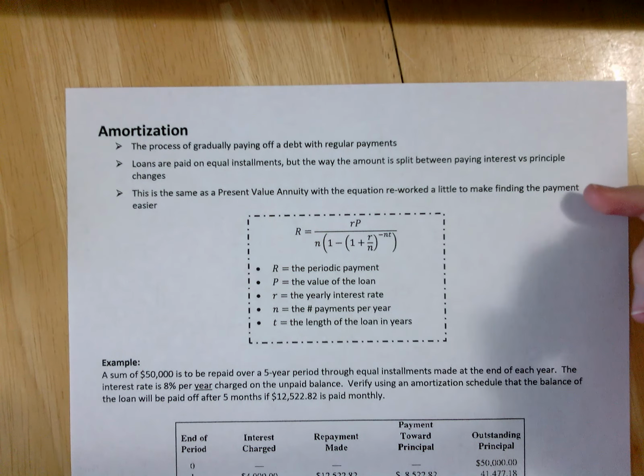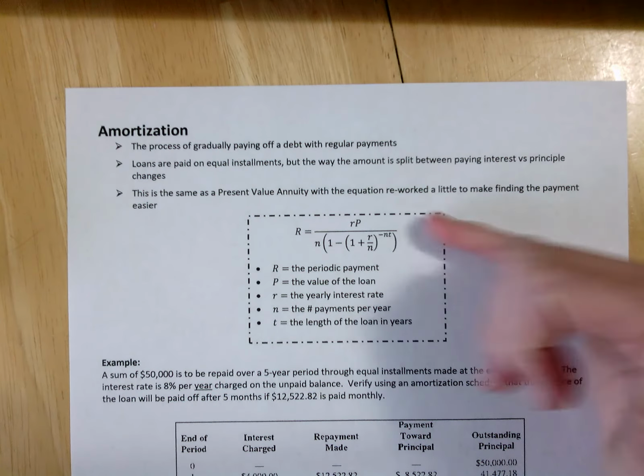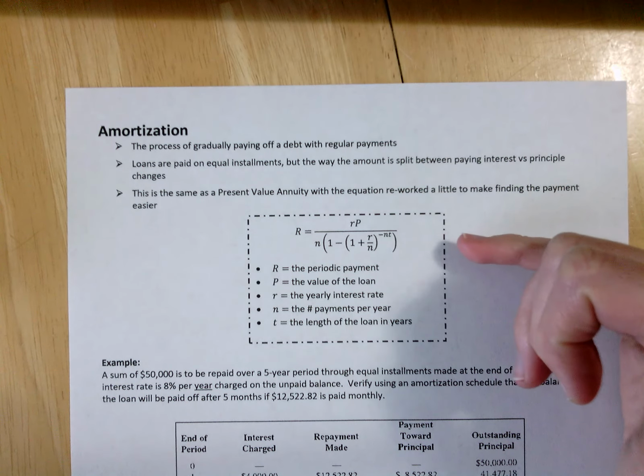If you watched the video about annuities, this is the same thing as a present value annuity. It's just that the equation's been reworked a little bit to make it easier to just find the payment.